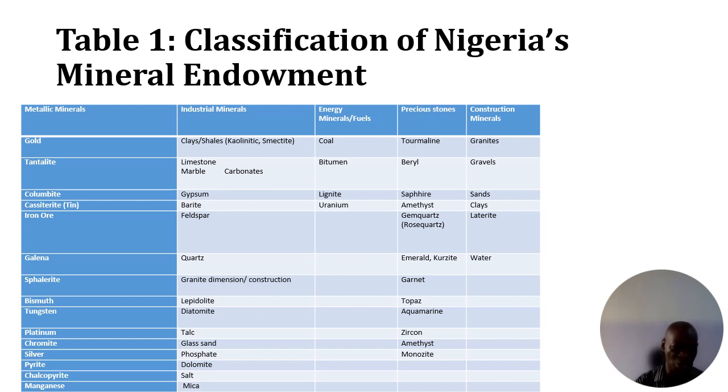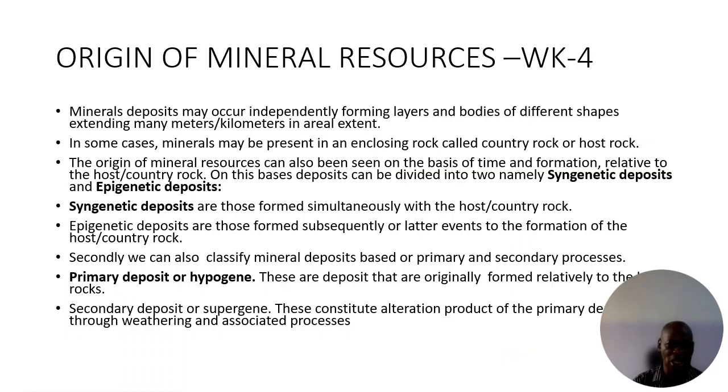Under the metallic, you see gold and tantalite, which we've talked about. Under the industrial, clay, limestone, marble, gemstone, pyrophyllite, diatomite, talc, and the rest under that. For the energy minerals, we have coal, bitumen, and lignite, and for the precious stones, aquamarine, topaz, garnet, and zircon. And then we have the construction materials, which are granite, gravel, sand, clay, and of course water from that. Next, we'll be looking at the origin of mineral resources.